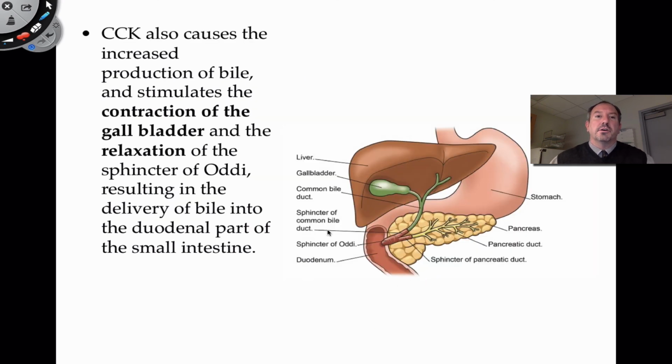CCK also increases the production of bile, and here's now the liver. These are ducts that lead from this big gland down. And what's interesting is there's a sphincter that controls it. You don't want all of this bile to just be pouring in constantly, only when there's food present. And so how about this? The hormone CCK, when the food is present, will cause the gallbladder to contract. It'll also cause that sphincter right there, called the sphincter of Oddi, to loosen up, which will then allow the pancreatic juice, for which it's stimulating, to be deposited in the small intestine.